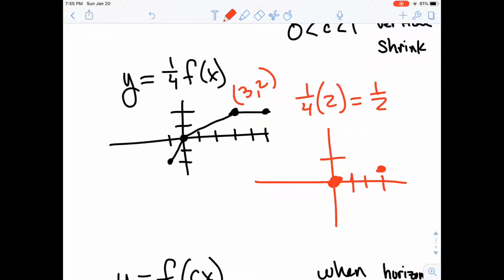And this next point over, this would be 1, 2, 3, 4, 5. So 5, 2, you do the same thing. So this would be 4, 5. So down here, right?